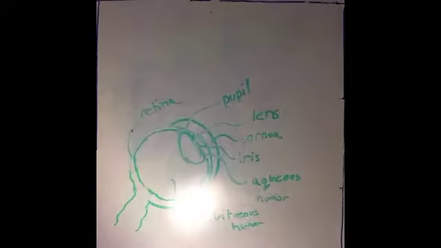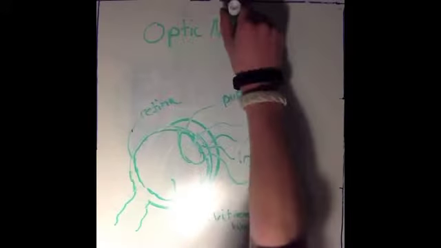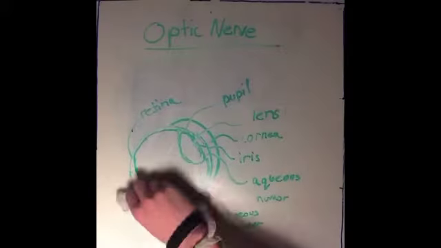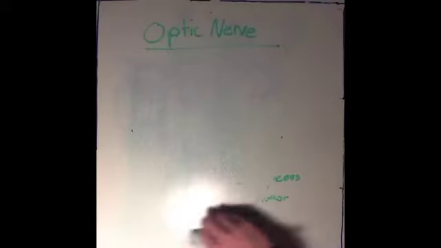lens and the retina. The optic nerve is one of the most important parts of the eye. It is a cell that transmits visual information from the retina to the brain.